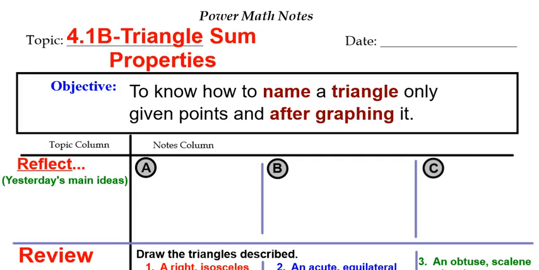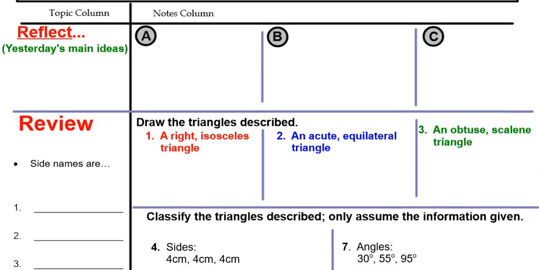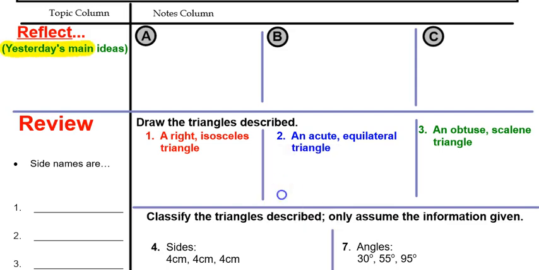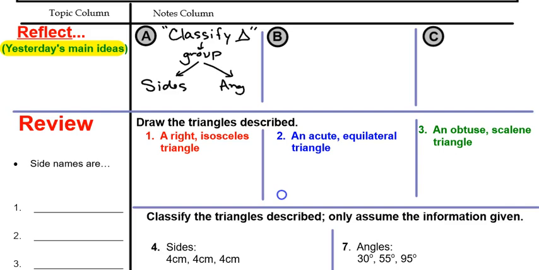different kinds of triangles. So the first thing that we're going to do is reflect over yesterday's main ideas. A couple things that we learned yesterday that I want to make sure that you are aware of is how we classify triangles. That's what the directions will say in your problem. And that really just means that we will group our triangles. And when we grouped them, we did them by two different sets of names. We talked about the sides of the triangles, and we talked about the angles of the triangle.